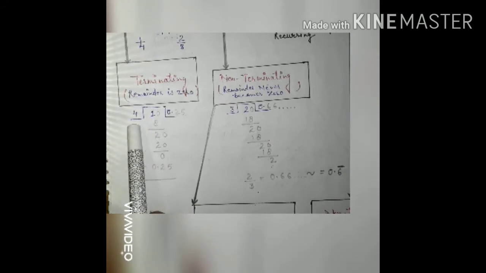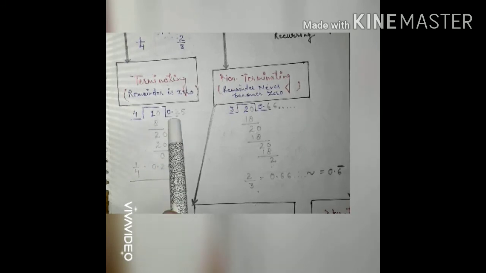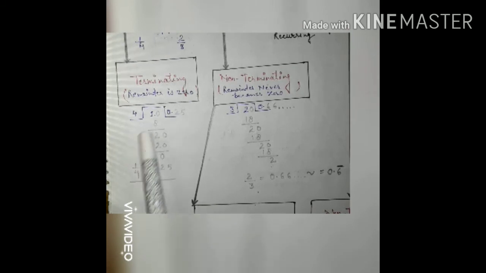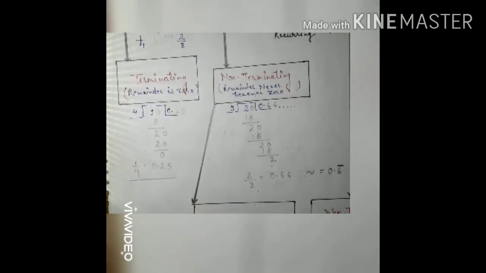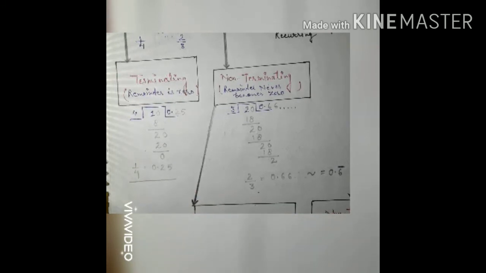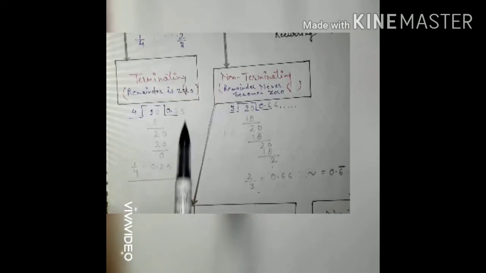When dividing 1 by 4, we get the remainder 0 and the quotient 0.25. That means the remainder is 0, so it is completely divisible. So we can say that this is a terminating decimal. When the remainder is 0, it is a terminating decimal.